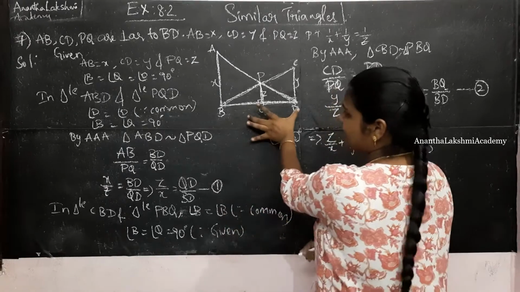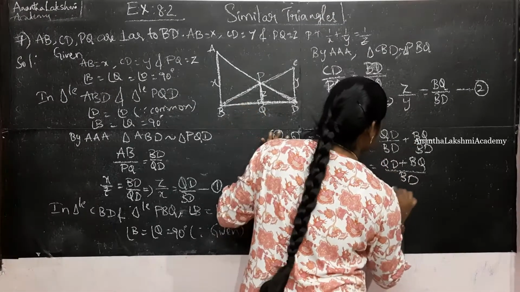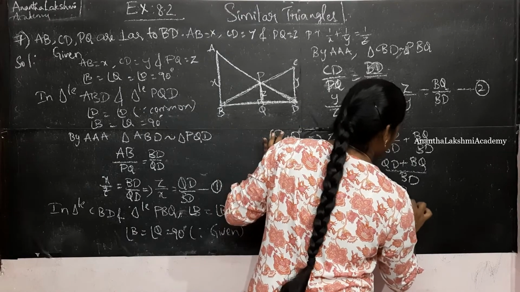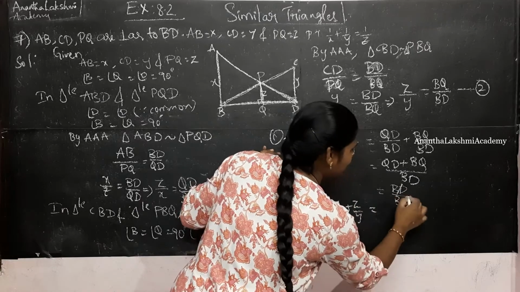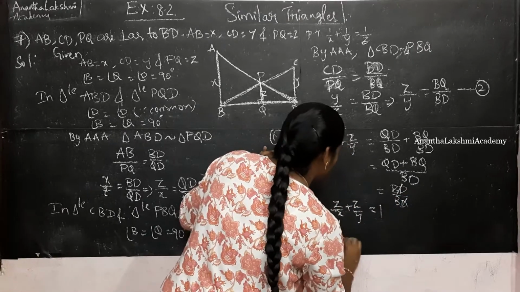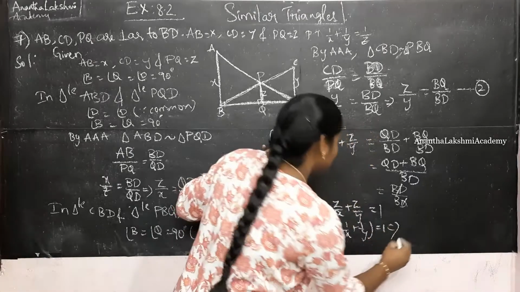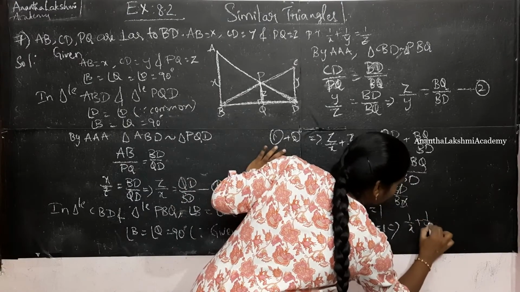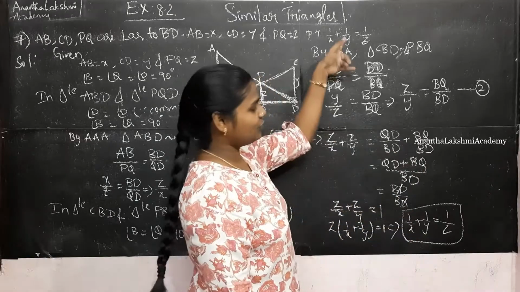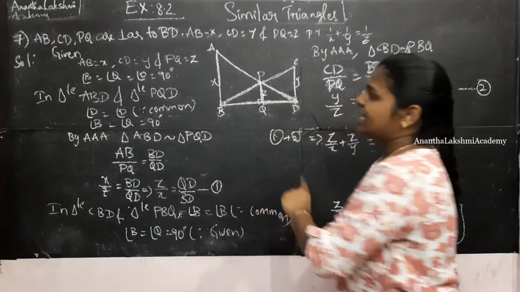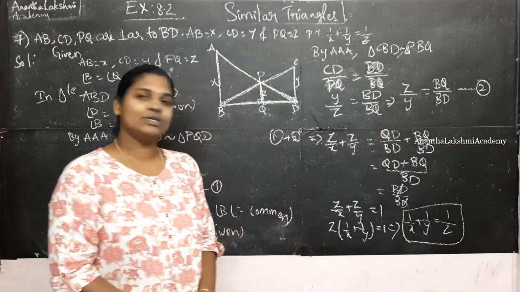What is QD plus BQ? When you sum them, you get BD. So this is equal to BD by BD. Nothing but Z by X plus Z by Y is equal to BD by BD, which is 1. If you take Z common, 1 by X plus 1 by Y is equal to 1 by Z. Is that what we are supposed to prove? Yes. So that is problem number 7 in exercise 8.2. So let's jump into the next problem.